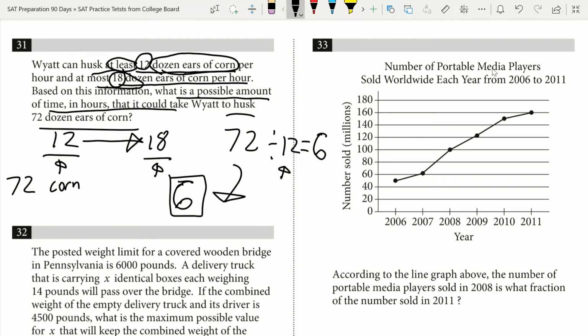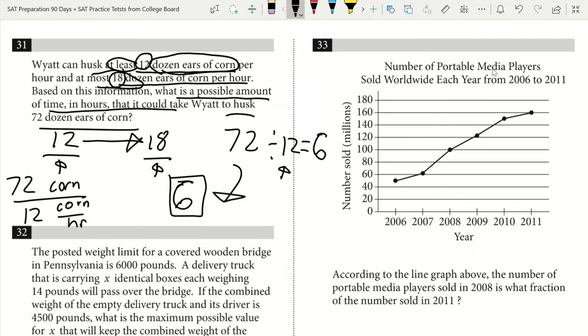So we got 72 corn. We want to know how long it's going to take us to husk it, right? So what we're going to want to do then is take that 72 ears of corn and divide it by our rate, okay? So we have 72 ears of corn divided by 12 corn per hour, because we can husk 12 dozen ears of corn per hour, right?